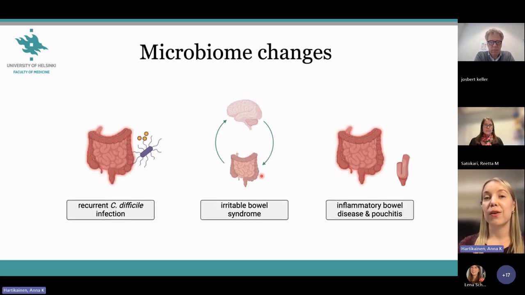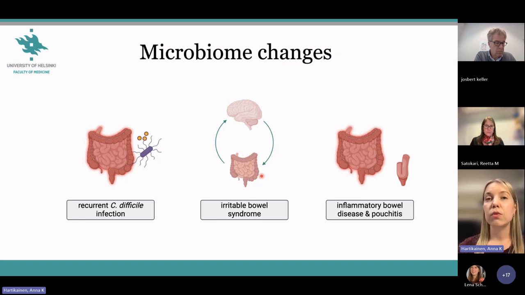Okay, then I will go shortly through the 3 different indications that I'm going to talk about next. So, of course, this recurrent C. difficile infection is caused by this one bacterium that has these spores that can then germinate if the bacterial composition in the gut has been disrupted, for example, by antibiotics, and these spores are left intact, and then this vicious cycle of recurrent infections may start. And as we heard, FMT is very effective to treat this disease.